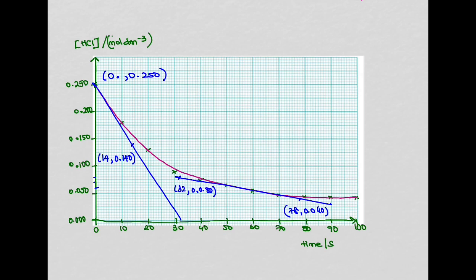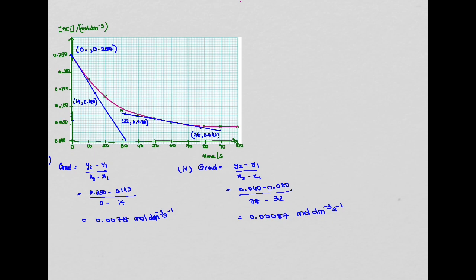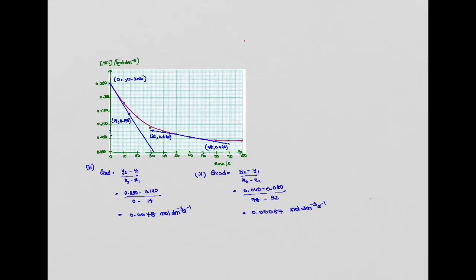So these are the 2 points that I've selected on the tangent, so 1 point, 2 point, and for this tangent, these are the 2 points that I selected, and you can find the gradient using these 2 points and these 2 points. And from this you get the rate at these 2 points.